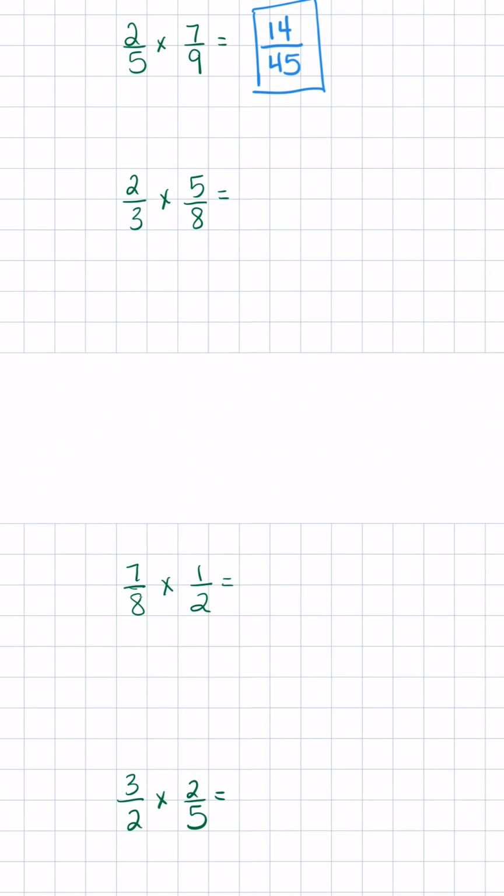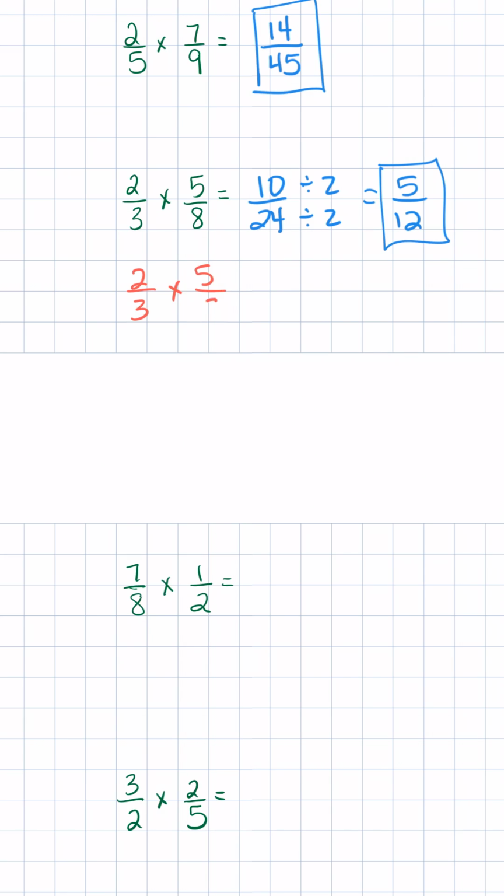So once again, we can do 2 times 5, which is 10, and 3 times 8, which is 24. We can see that both of those are divisible by 2. So to simplify, we're going to divide each by 2, and that gives us 5/12. And that's our answer.